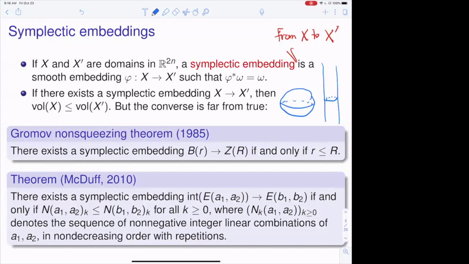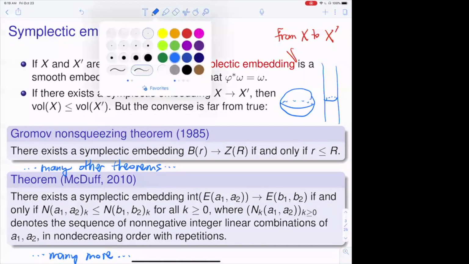There are many other theorems on this subject. I'm just going to mention one that I like, which is related to some things I'll say later. And there's many more things after that. This is a theorem of Dusa McDuff. She proved that if you look at four-dimensional symplectic embeddings of four-dimensional ellipsoids, then there is an embedding of an open ellipsoid E of A1, A2 into E of B1, B2 if and only if a certain numerical criterion holds.